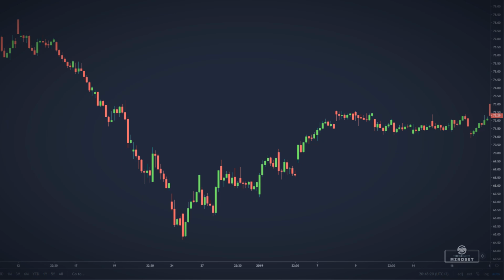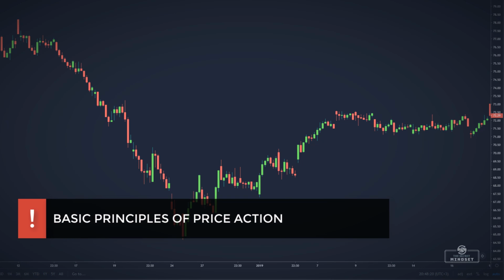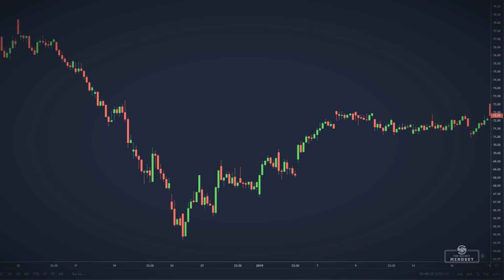So first, let's define the basic principles of price action. I know that the following techniques may sound extremely easy for some of you, but you will be surprised at how often people will forget these simple facts of reading price action.